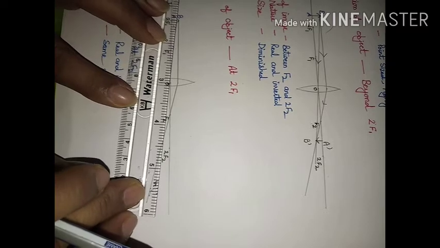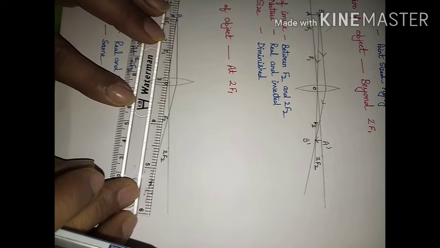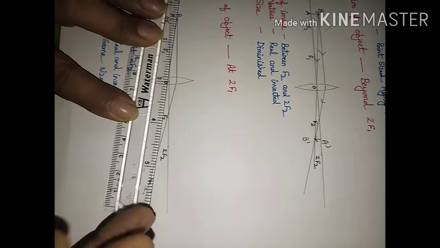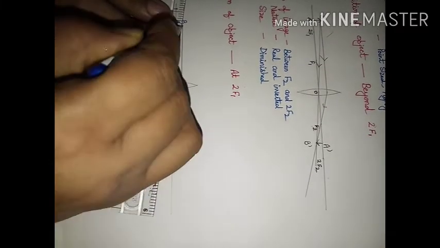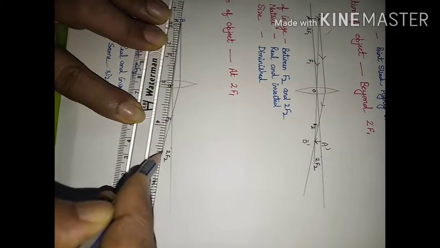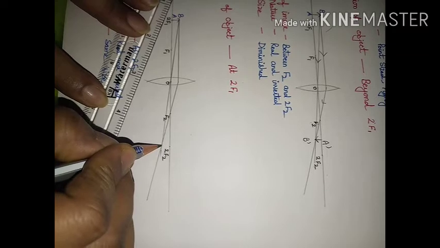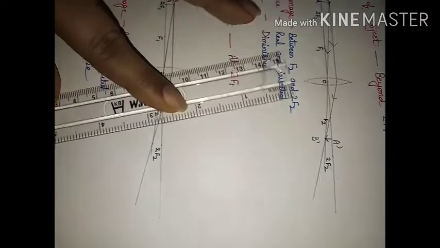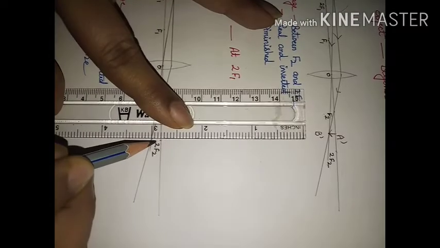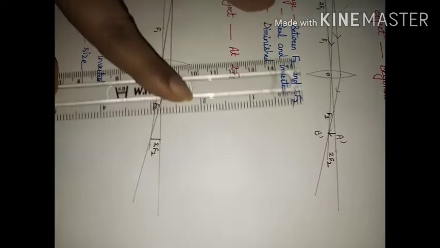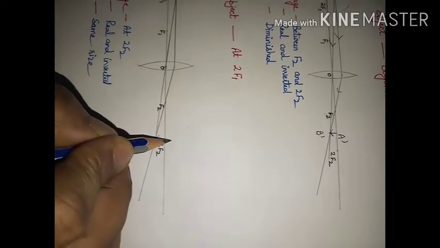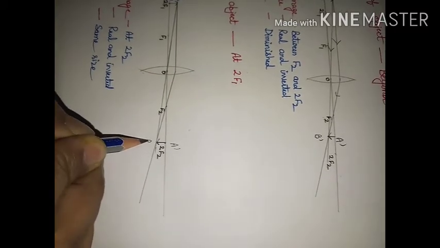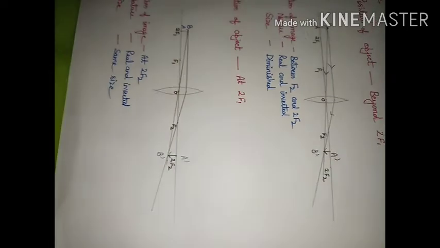Another ray of light will pass through optical center, and it will go without suffering any deviation. So both are going to intersect at this point. So here we will get our image formation. This is also inverted, A dash, B dash.